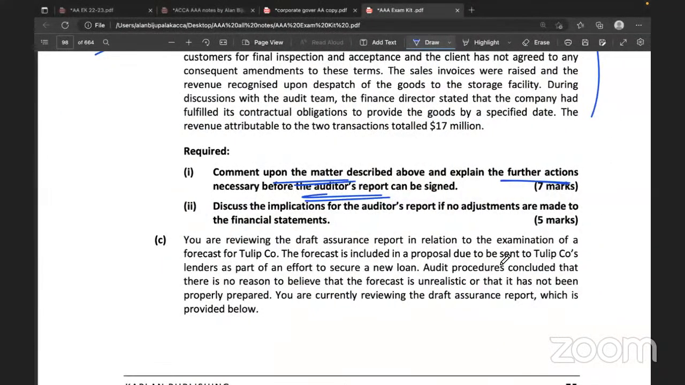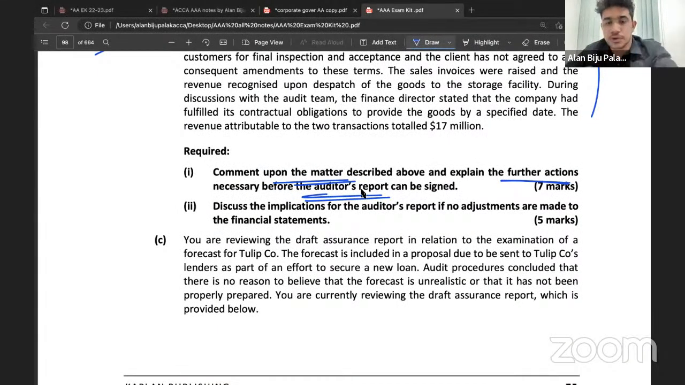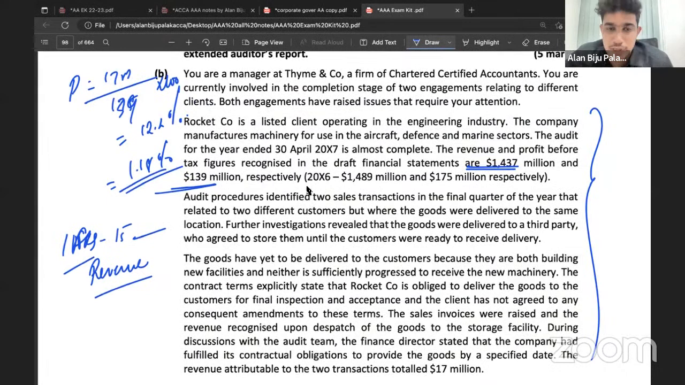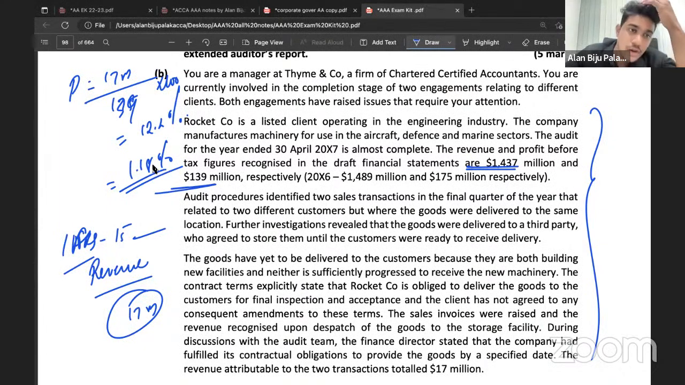Okay. Then again, they have asked you to show the impact over the auditor's report if adjustments are not made in the financial statements. So it's an additional question. As you can see over here, there's a misstatement in the financial statements relating to 17 million. And you've already identified that the mistake is a material mistake as it constitutes 1.18% of the profit and 12.2% of the profit and 1.1% of the revenue.